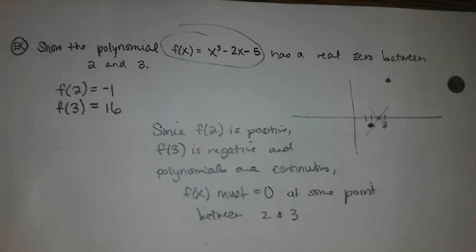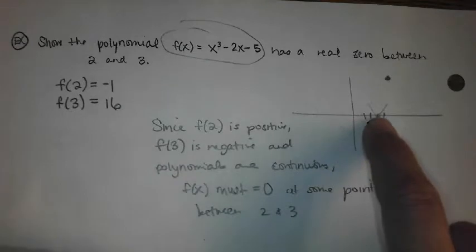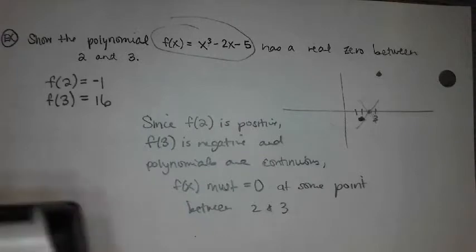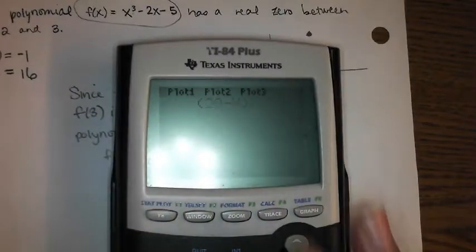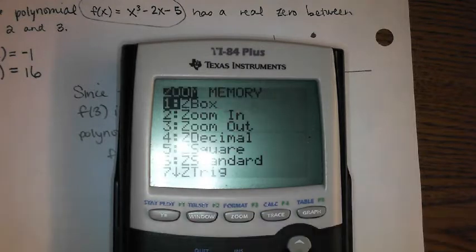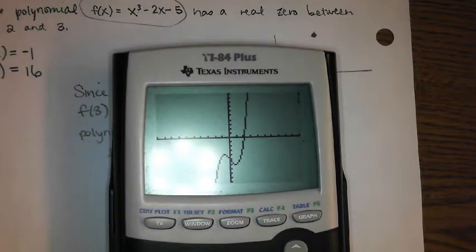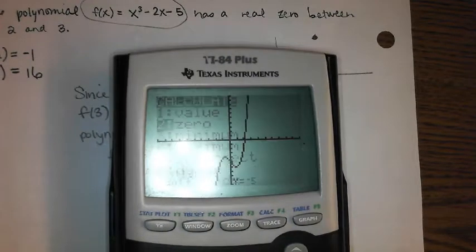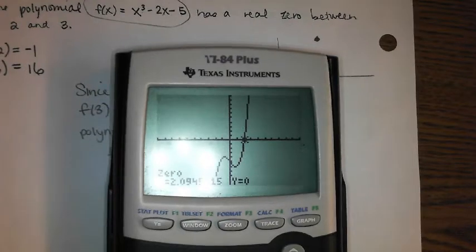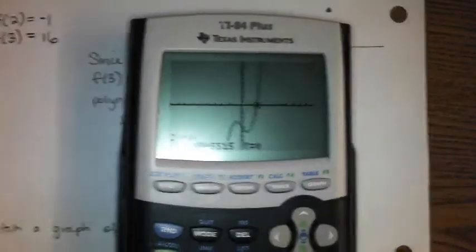Would you guess, Connor, to what and why? Right. So because that point is closer to 0 than that one, you would say that your 0 is probably going to be closer to 2. Just for the sake of me being curious, I want to see exactly where it is. Second trace, 0, left bound, right bound, enter. 2.09. So yeah, definitely closer to 2.